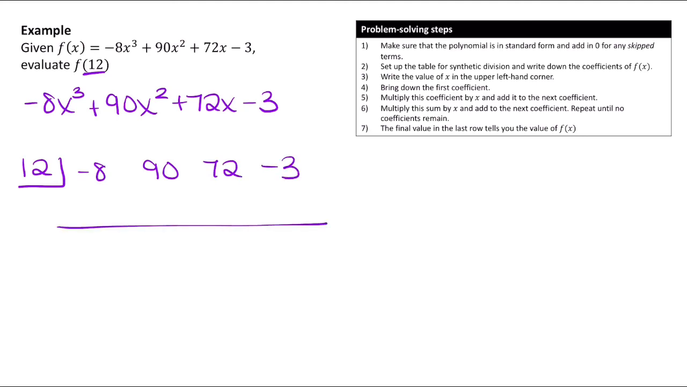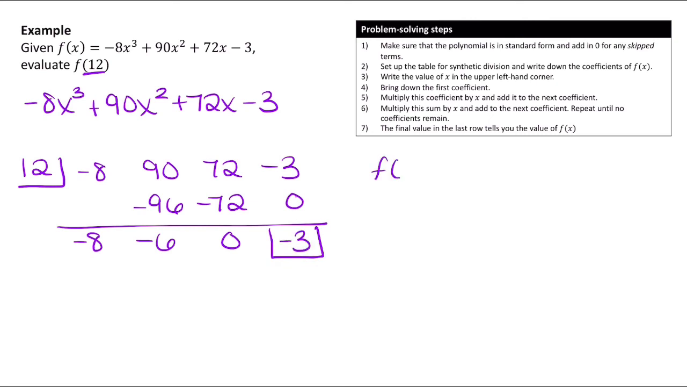So we go ahead and bring down negative 8. We do 12 times negative 8, which is negative 96. 90 plus negative 96 is going to be negative 6. 12 times negative 6 is negative 72, so 72 plus negative 72 is 0. 12 times 0 is 0, so we have negative 3 plus 0, which is going to be negative 3. So we'd say that f of 12 equals negative 3.